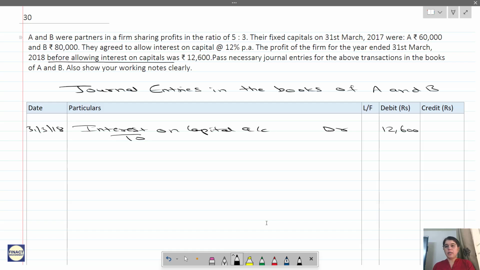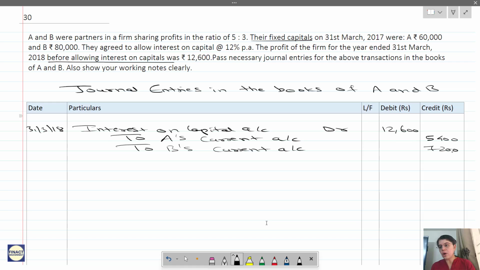Now remember, read the question properly. Their fixed capitals are 60 and 80. That means they are following the fixed capital method. So this interest will be posted to their current account. You will lose marks if you write capital account over here. So to A's current account, to B's current account, correct? And how much did we calculate? 5,400, 7,200, correct? We just did one working note now.